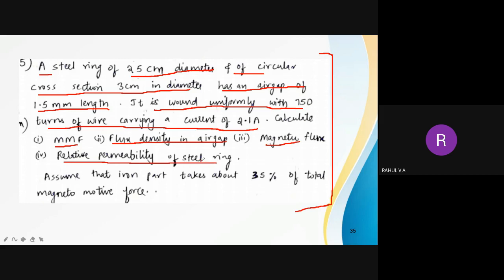So many calculations you have to do. And there is also an assumption. Assume that the iron part takes 35 percentage of total magnetomotive force. So all of you write this problem.